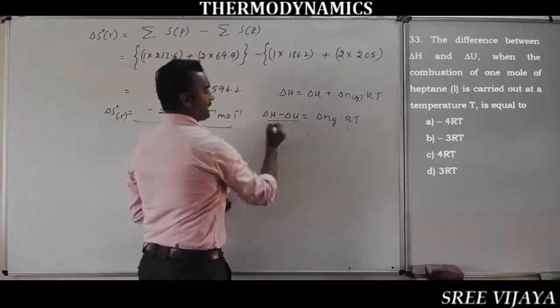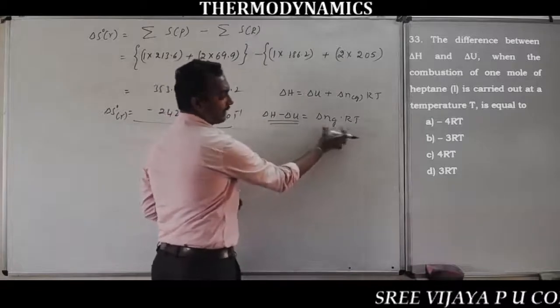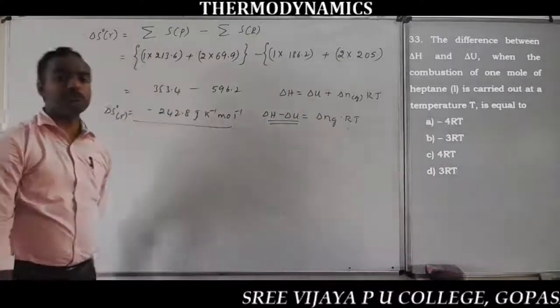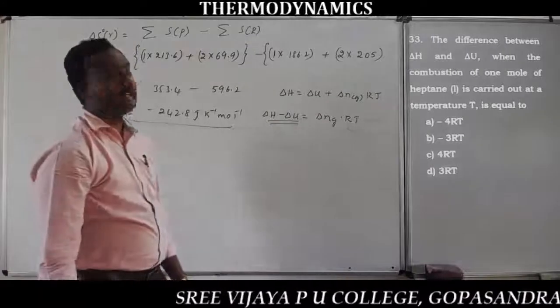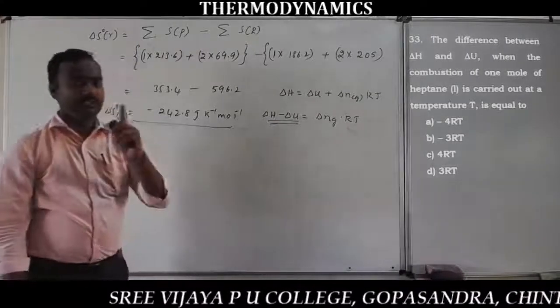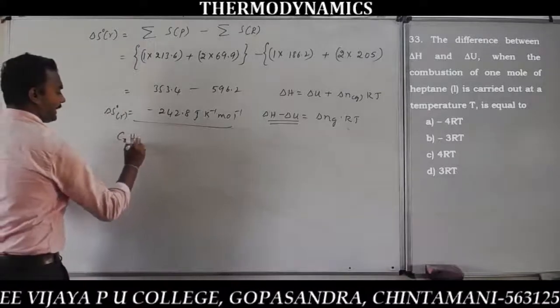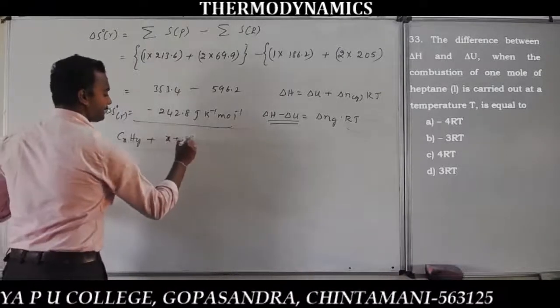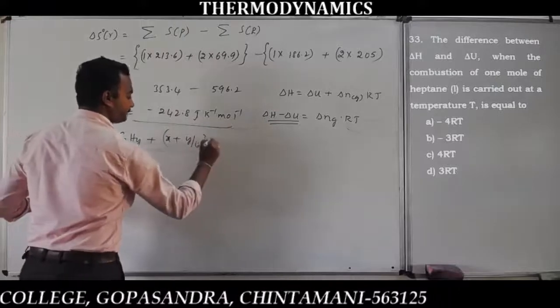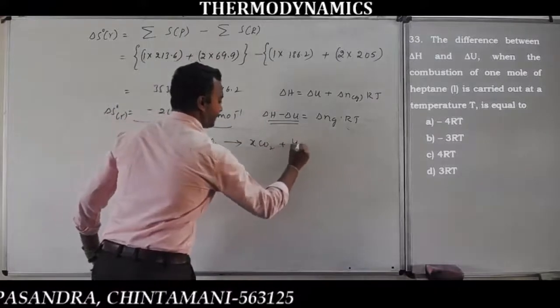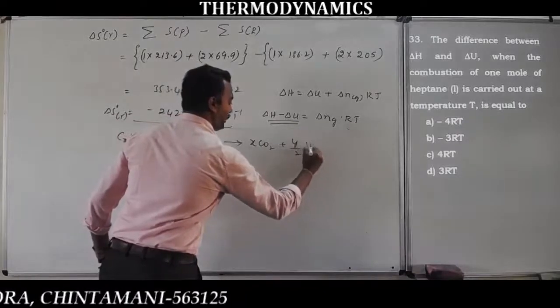So ಈಗ ಇದು ಡಿಫರೆನ್ಸ್ ಕಡಿಬೇಕು. delta Ng ವ್ಯಾಲ್ಯೂ ಒಂದು ಕಡಿಬೇಕಷ್ಟೇ, RT ವ್ಯಾಲ್ಯೂ ಇದೆ. ಸೊ delta Ng ಎಷ್ಟು ಅಂತ ಕಡಿಬೇಕು. ಏನು ಮಾಡಿದಾನೆ, combustion of 1 mole of heptane ಅಂತ ಹೇಳಿದಾನೆ. Heptane is one of the hydrocarbons. For the combustion of any hydrocarbon, there is a general formula CxHy plus x plus y by 4 oxygen converted into x carbon dioxide plus y by 2 water.